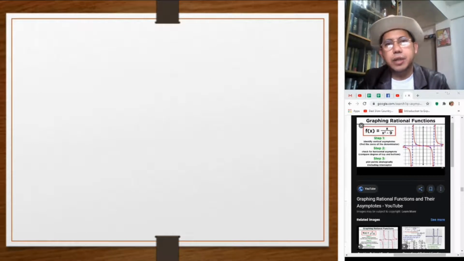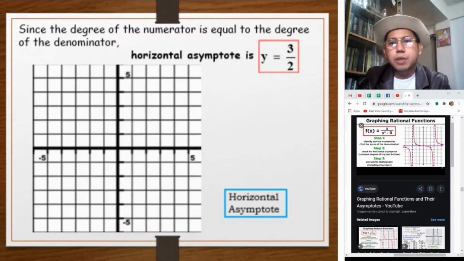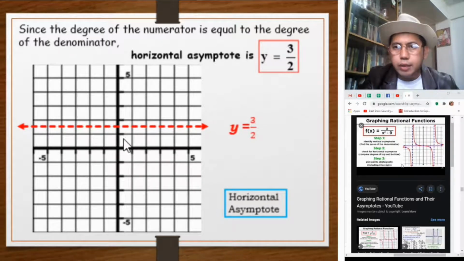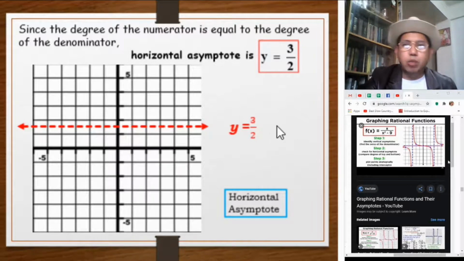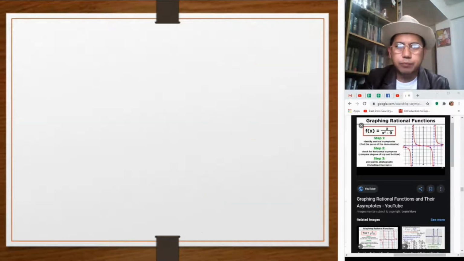Let's consider its graph. Now, since we have the horizontal asymptote, we have here the graph. As you can see, I have here the horizontal asymptote, which is located at 3 over 2, or that is the same as between 1 and 2. y is equal to 1 and 1 half. So that would be my horizontal asymptote.